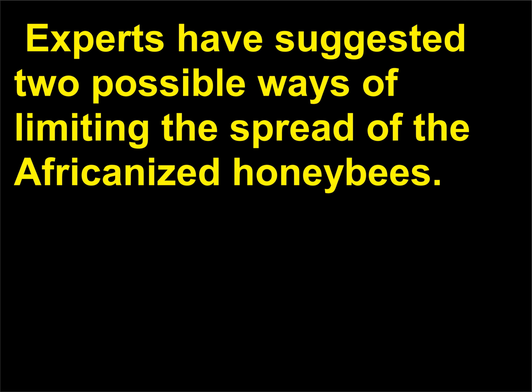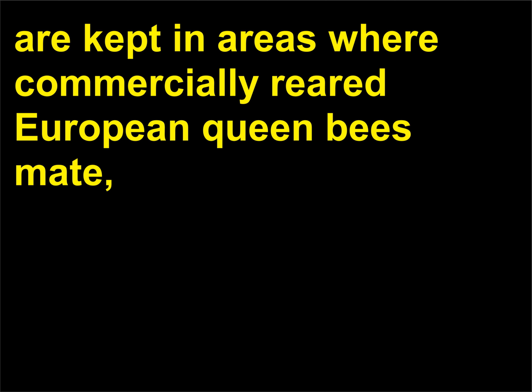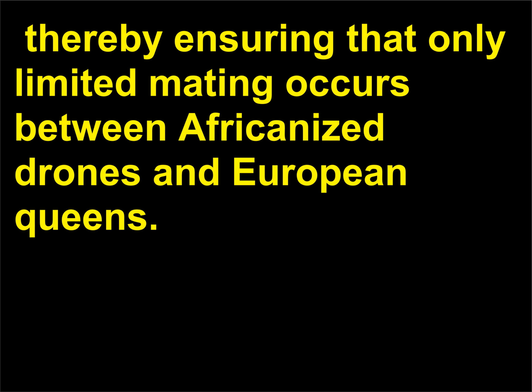Experts have suggested 2 possible ways of limiting the spread of the Africanized honeybees. The first is drone flooding, a process by which large numbers of European drones are kept in areas where commercially reared European queen bees mate, thereby ensuring that only limited mating occurs between Africanized drones and European queens.